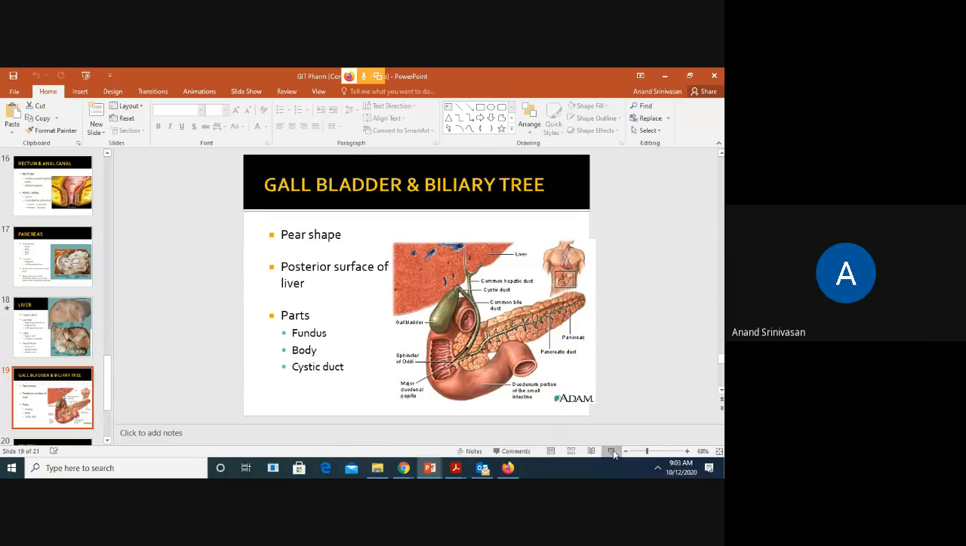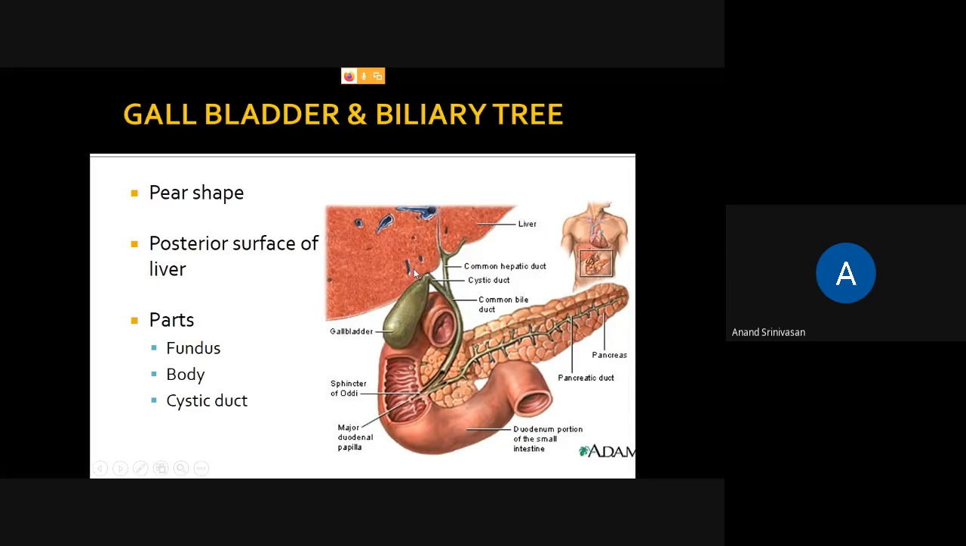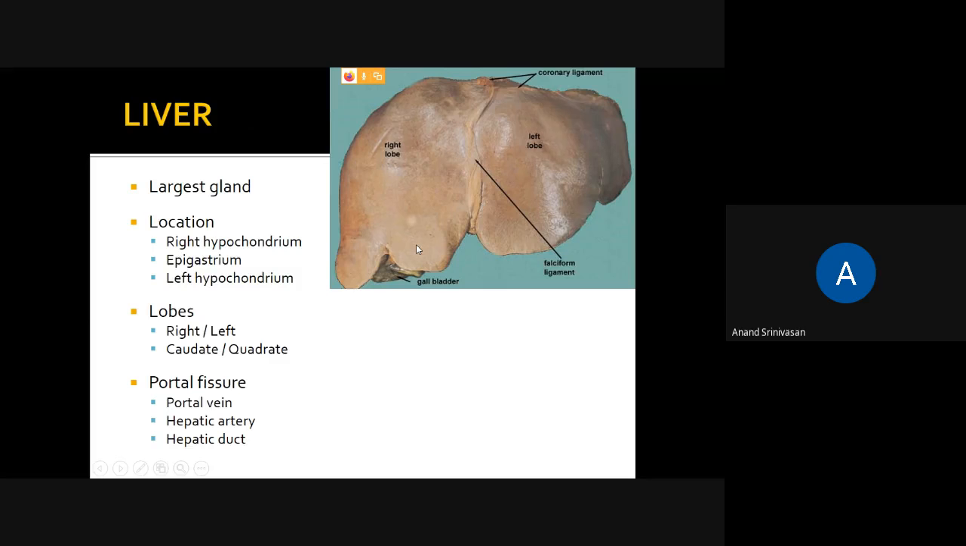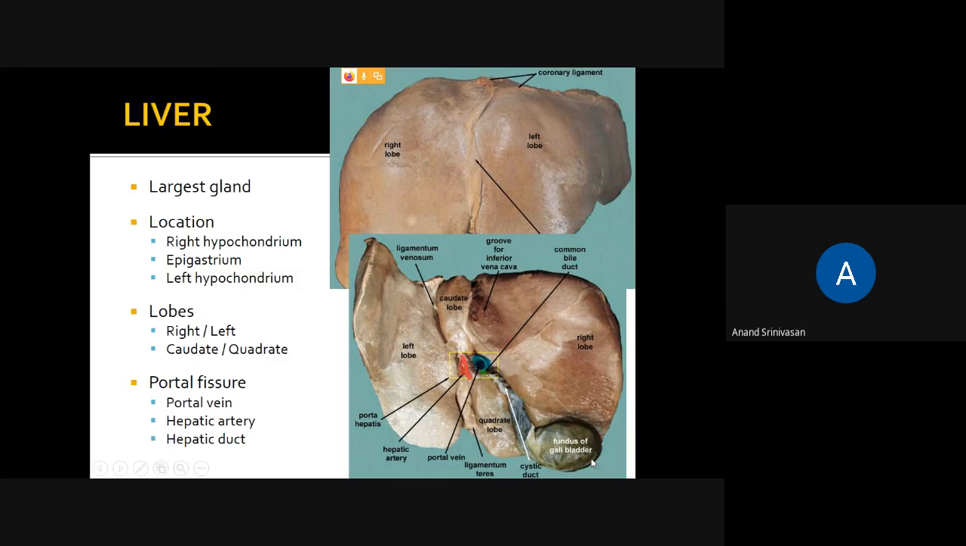The gallbladder, as I said, is a pear-shaped structure. I was revising it twice, and now this is the third time I'm doing it. It has a fundus, body, and the cystic duct, located on the posterior surface of the liver. Here you can see the posterior part of the liver, where the gallbladder is present.